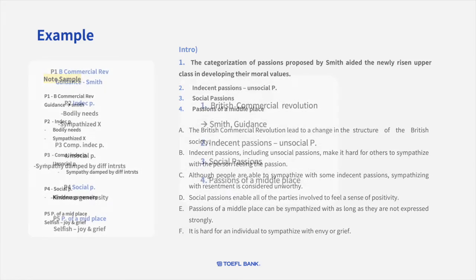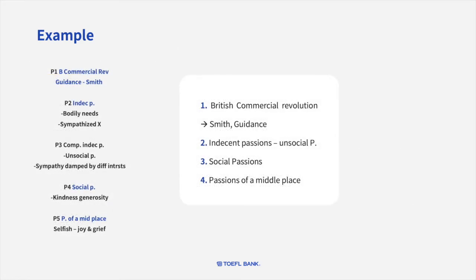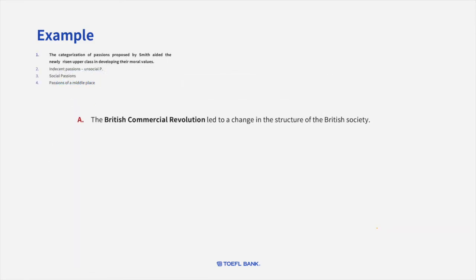The 4 subtopics in this passage were British Commercial Revolution, Guidance Smith, Indecent Passions, Social Passions, Passions of a Middle Place. The choices we'll be looking for will be about indecent passions, social passions, and passions of a middle place. Let's take a look at the answer choices. The British Commercial Revolution led to a change in the structure of the British society. Choice A is about subtopic 1, which makes it an incorrect answer choice.